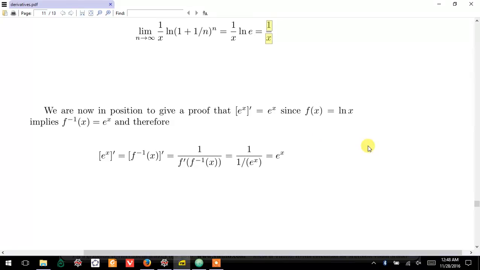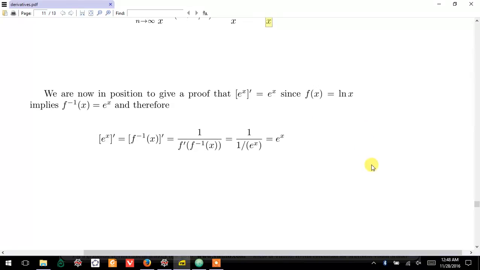Let's finish off with, as promised, the long-delayed proof that the derivative of e to the x is e to the x. At this point, it is really simple and a mere application of everything we've developed so far. We say that f of x is ln x. We therefore say that the inverse function is e to the x, because that is actually how ln is defined, as the inverse of e to the x.